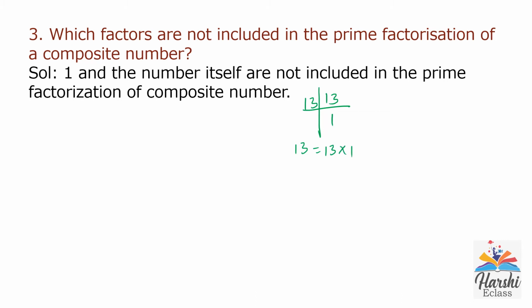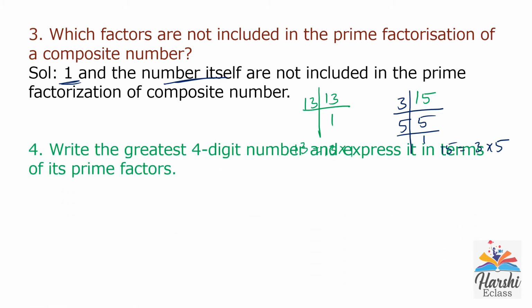Not more than that. Whereas the prime factorization of a composite number, for example, take 15. 15 is a composite number. 15 is an odd number, so it is divisible by 3. 3 5s are 15. Then 5 1s are 5. What is the prime factorization of 15? 15's prime factorization we can write as 3 into 5. Here 1 and the number itself are not included in the prime factorization of a composite number.